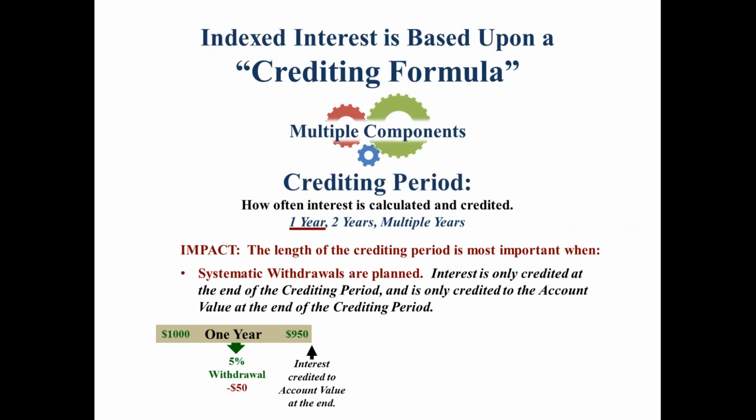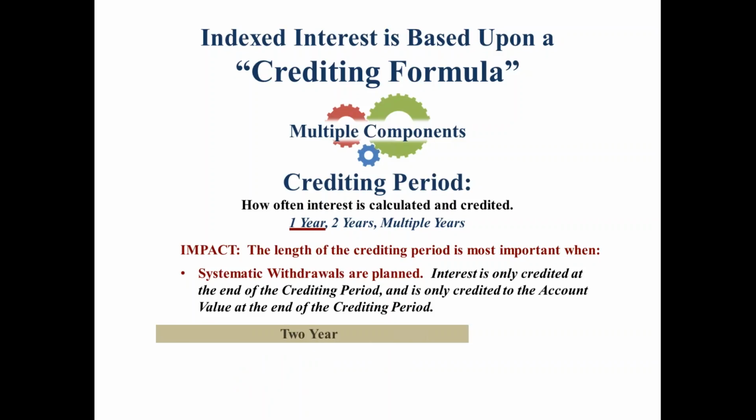One of the reasons the most common crediting period is a single year is because of this withdrawal thing. Let's take a look at another example. Let's say we have a 2-year crediting period, and there's a fair number of 2-year crediting periods out there. So again, at the beginning I have that $1,000, but let's say in the middle of year 1 or somewhere in there, I take that 5% withdrawal of $50.